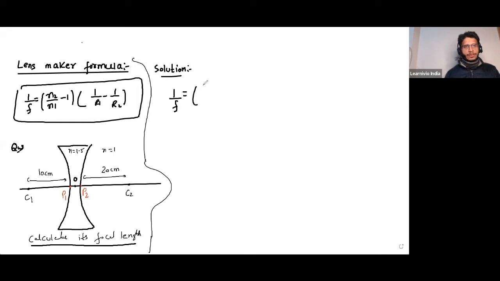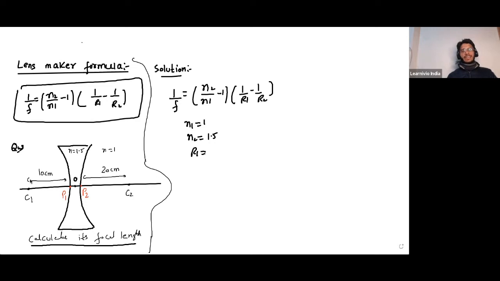1 by f is (n2 by n1 minus 1) times (1 by r1 minus 1 by r2). So your n1 is 1, your n2 is 1.5, right? And now the sign convention. This 10 centimeter, should it be plus 10 centimeter or minus 10 centimeter? Just tell me, this R1 should be positive or negative?